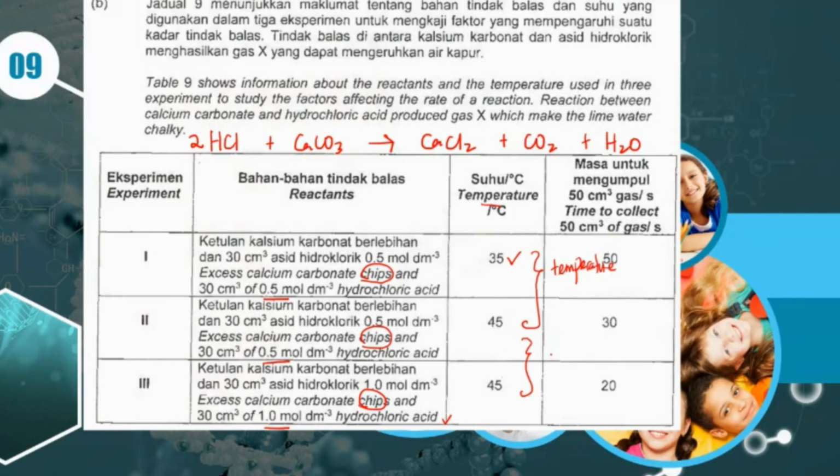These 2 and 3, the factor is the concentration of hydrochloric acid. Okay. So the time taken to collect 50 cubic centimeter of the gas: 50 seconds, 30, 20. Meaning that this one is the highest rate. Second one is this one. Sorry, let me check. This one is higher temperature, so higher rate. So this one, step 3, is the highest rate. This one second. This one lowest rate.